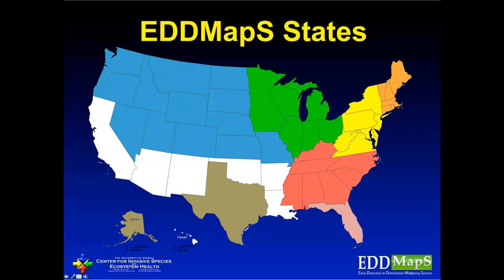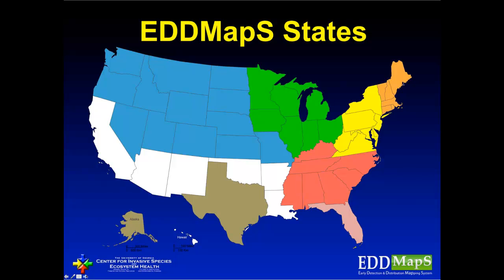The yellow states represent what we call the Mid-Atlantic Early Detection Network, or MAIDEN. The red states are the Southeast Early Detection Network, or SEDEN. The green states are the Great Lakes Early Detection Network, or GLEDN. All the states in blue are part of a project that we call EdMaps West.